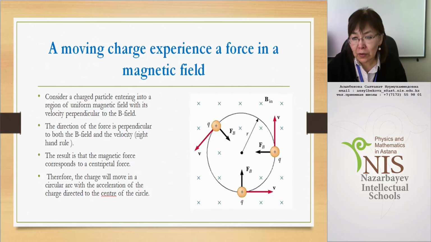Here we have used crosses, which means the field is directed toward the screen. The magnetic force, which is at right angle to the velocity, corresponds to the centripetal force, which is the reason why the particles change trajectory and start to rotate in the magnetic field.